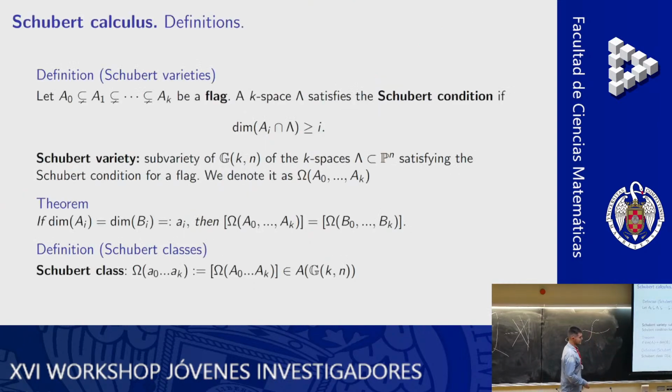So in general, Schubert calculus is stated in the next way. We take a flag, which is simply a chain of vector or projective subspaces, a strict chain of subspaces. In this case, k plus 1 subspaces. We define that a k-space, a space of dimension k, satisfies the Schubert condition if it intersects the ith element of the sequence in dimension i or greater.